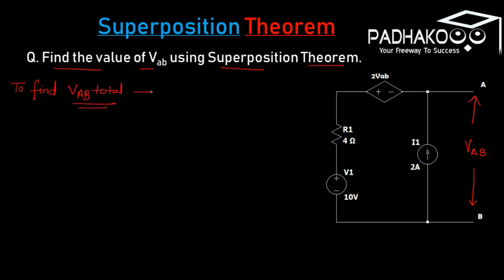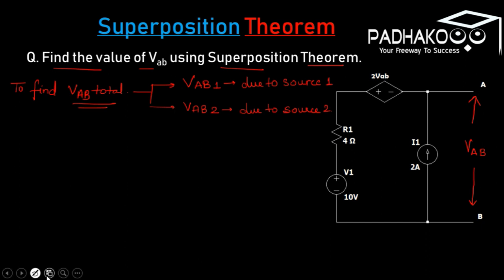we have to find out the individual responses. Now how to find out the individual responses? Individual responses can be calculated as VAB1, which is due to source 1, and VAB2, which is due to source 2. When source 1 is activated, we have to obtain the value of VAB1, and when source 2 is activated, we have to obtain the value of VAB2. So case 1 states that the voltage source is activated and the current source is deactivated.